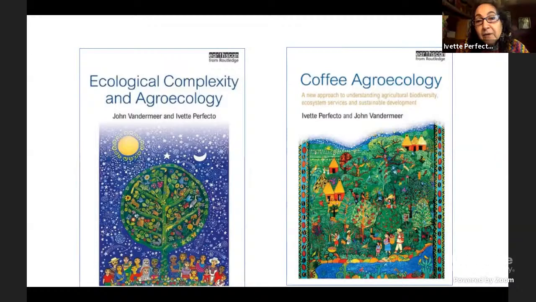So a lot of my work uses natural history and complexity science to try to understand the ecology of agroecosystems in ways that can help us manage these systems more sustainably. My two books with my colleague and partner, John Vandermeer, that are called Ecological Complexity and Agroecology, and the other one is Coffee Agroecology, highlight this approach that we take in our research.